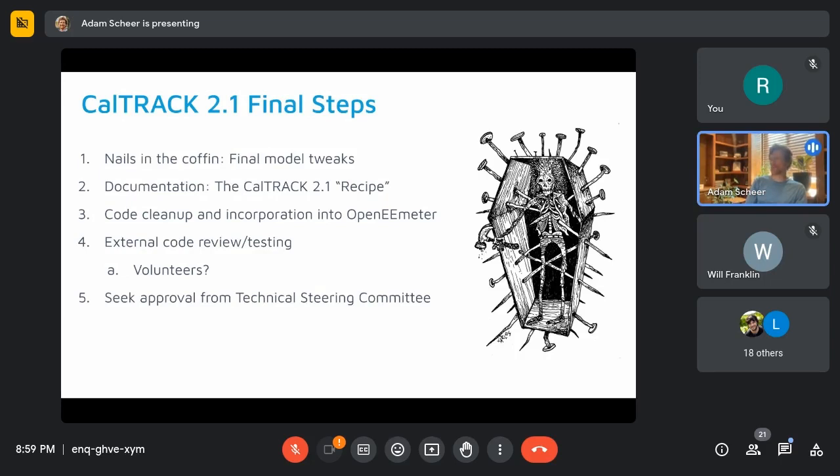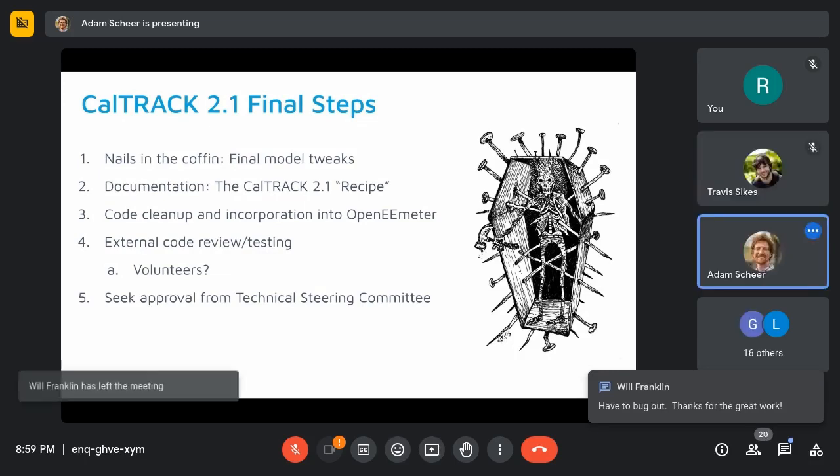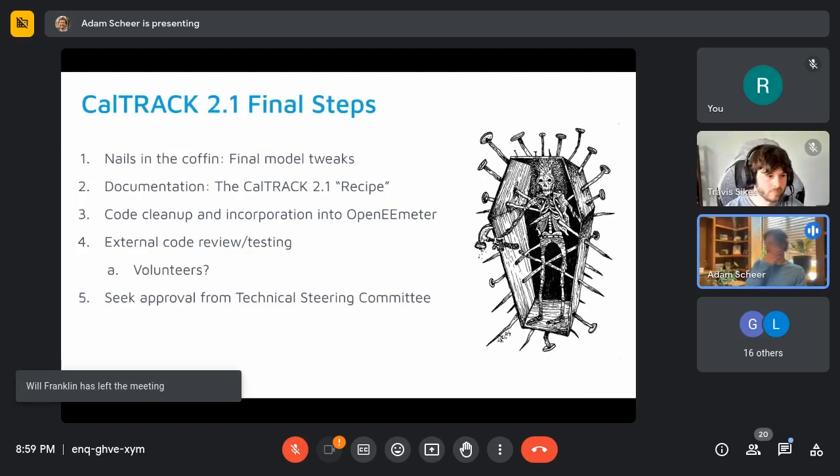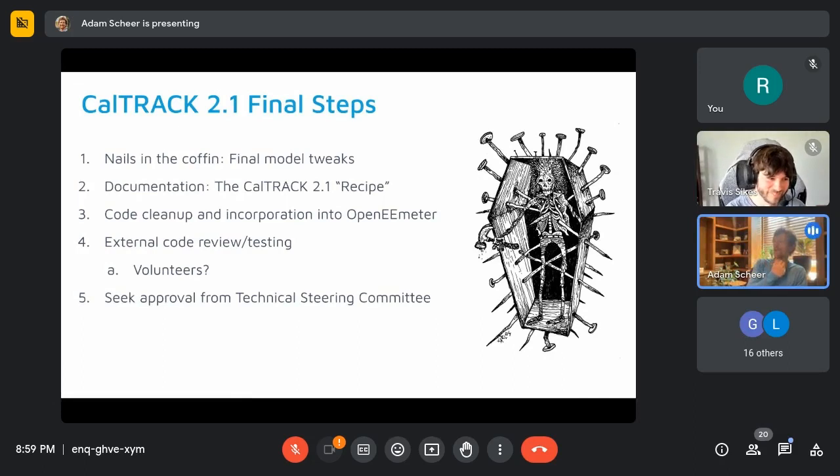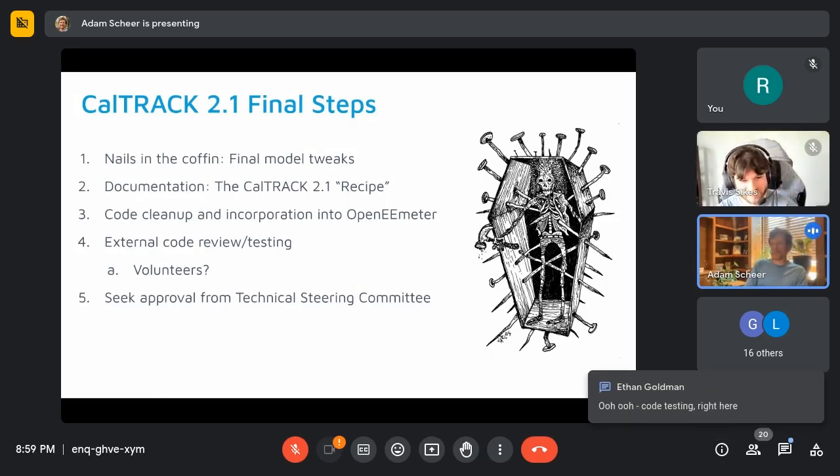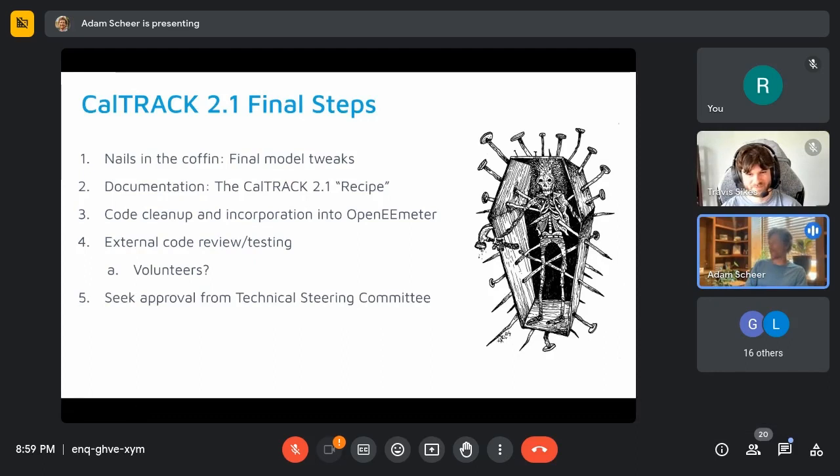Code cleanup, obviously, this is not just a methodological set of questions. This is a code exercise, and so we need to incorporate code into the OpenEEmeter, or at the very least, at this point, get code ready for people to review and test. I know that Ethan has already said he'd be interested in that. And I see your comment, Ethan. Thank you. I'm always nervous about volunteering people here because I know this is a lot of work. But we would definitely welcome your code testing and reviewing.